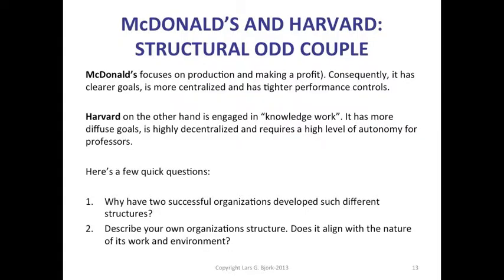Bowman and Deal describe McDonald's and Harvard as a structural odd couple to illustrate the need for structures to align with the nature of work and the environment. McDonald's is focused on production and profit. It has clearer goals, more centralized and tighter performance controls. Harvard, on the other hand, is focused on knowledge work and has diffuse goals, highly decentralized structures, and requires a high level of autonomy for professors.